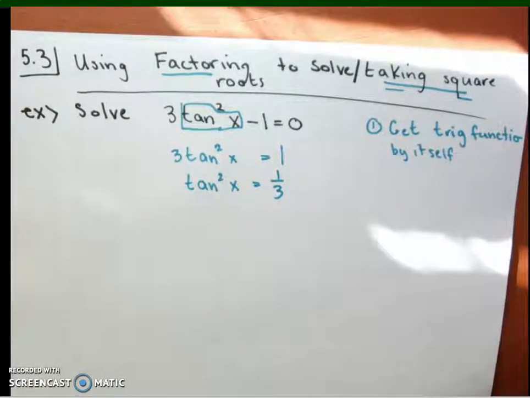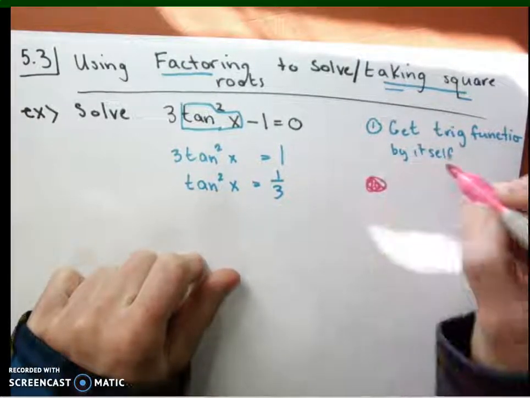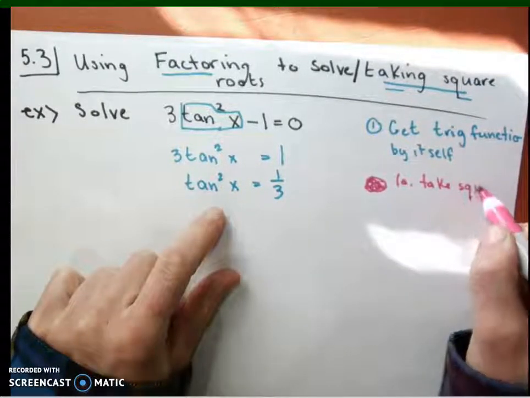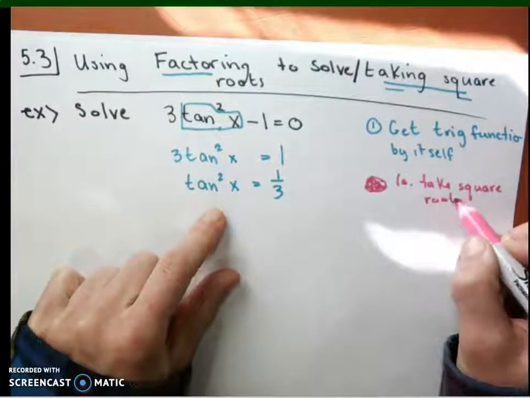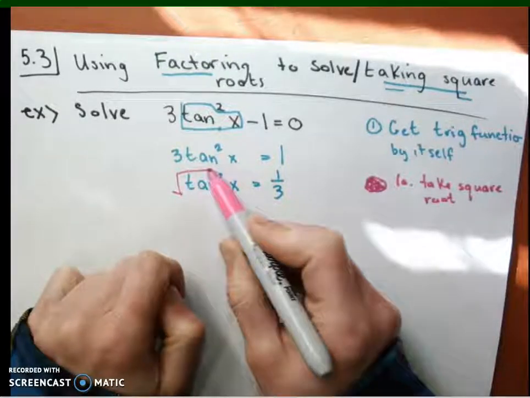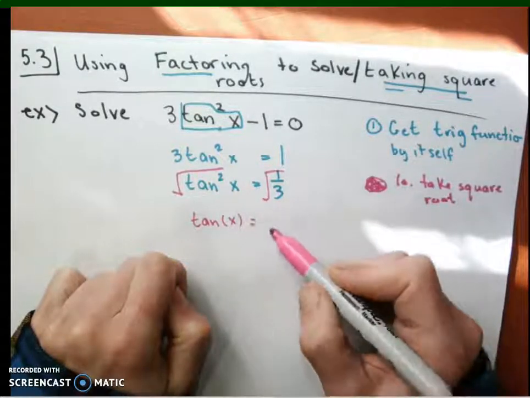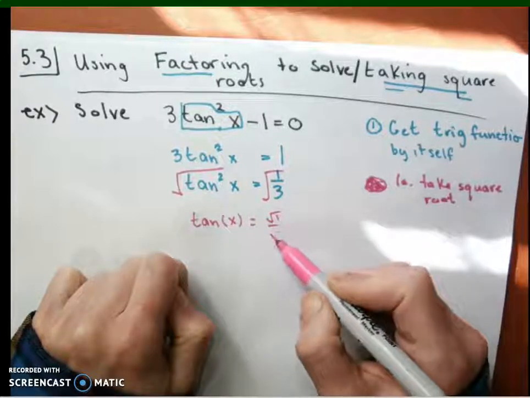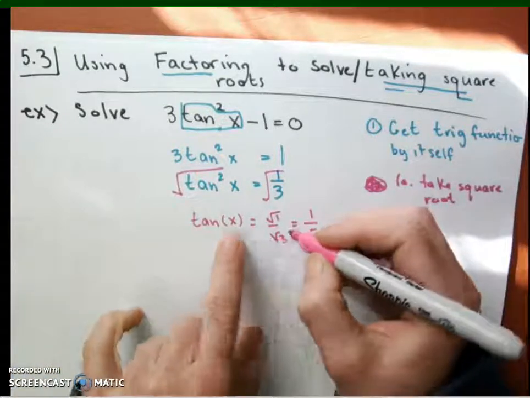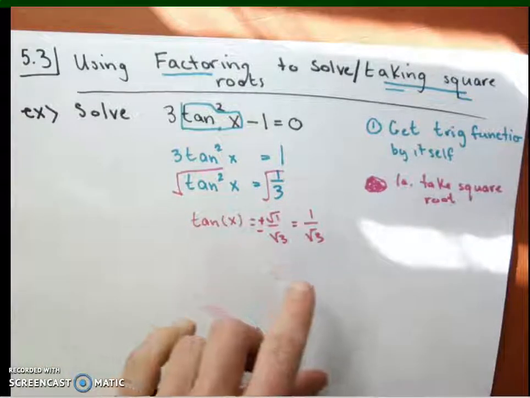So here, maybe let's actually call this 1a because it's still part of that last step. Take the square root of both sides. That's how you get rid of a squared, unless you can factor. In this case, we can't really factor. So if I take the square root of both sides of this, then I get tan of x equals the square root of 1 over the square root of 3, which is the same as 1 over the square root of 3. And an important thing here is that whenever I take a square root, I have to use plus or minus. So now what I need to do is get x.